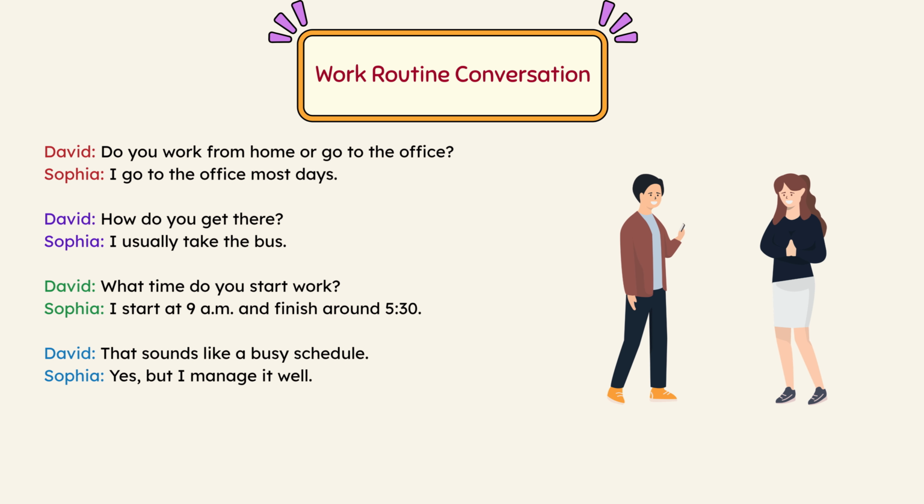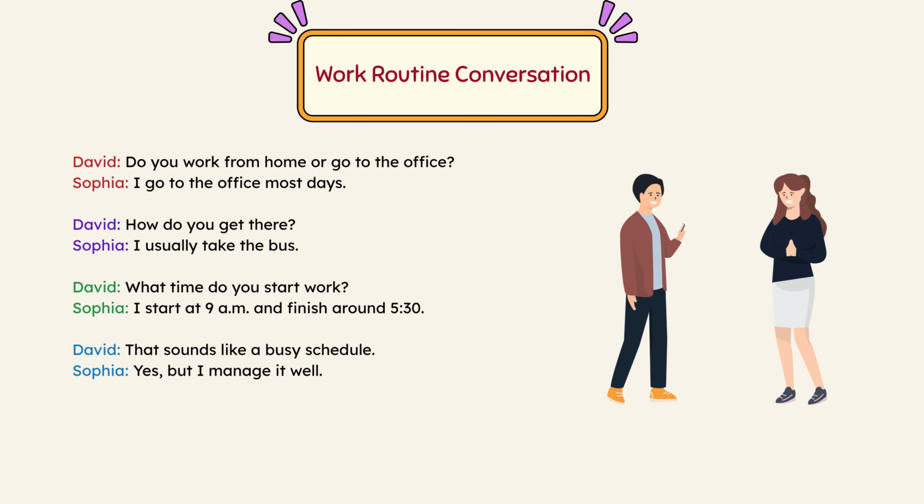Let's look at a work routine conversation. David, do you work from home or go to the office? Sophia, I go to the office most days. David, how do you get there? Sophia, I usually take the bus. David, what time do you start work? Sophia, I start at 9 a.m. and finish around 5:30 p.m. David, that sounds like a busy schedule. Sophia, but I manage it well. This is how you talk about your work routine.